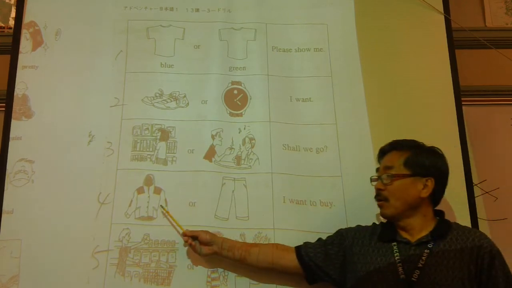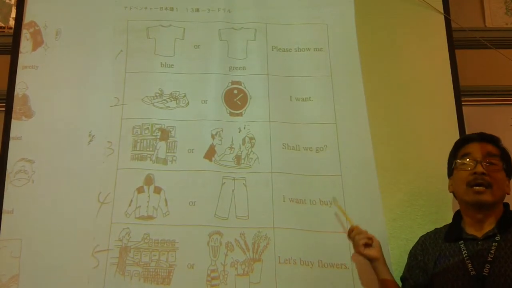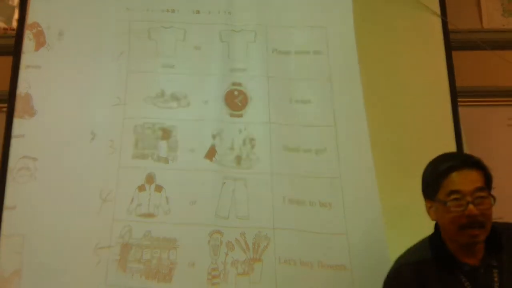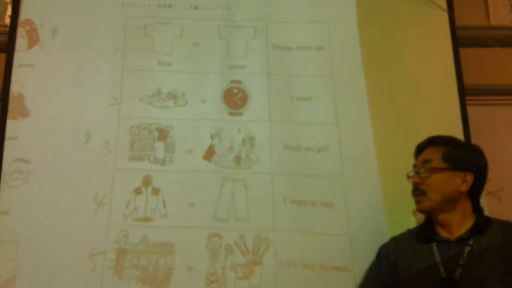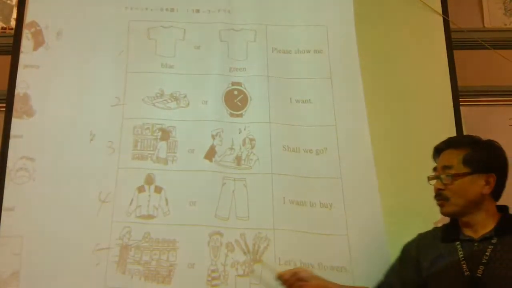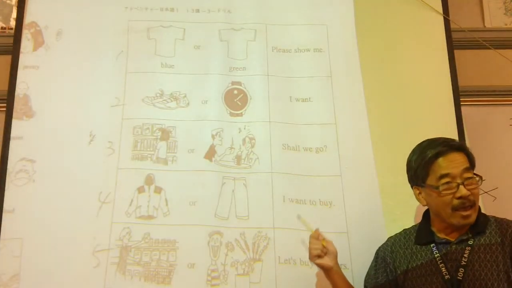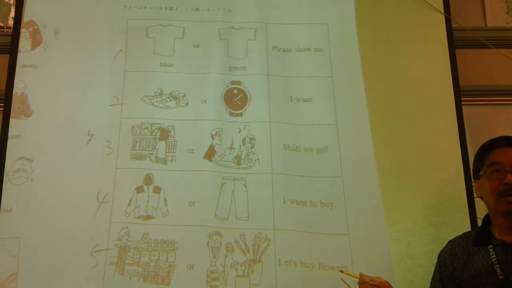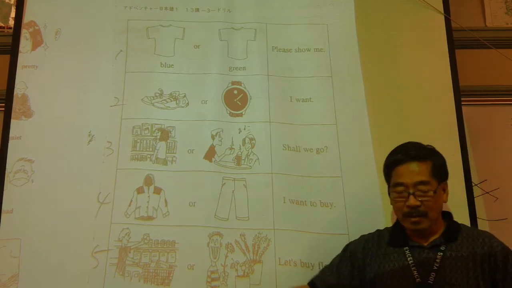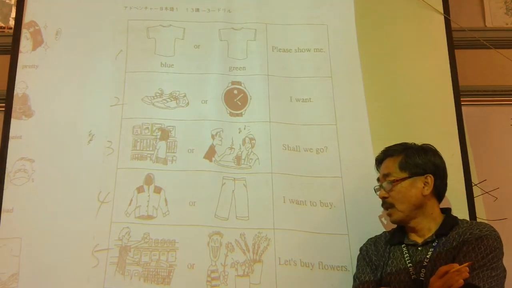ジャケットかパンツが買いたいです。So the particle, this is が or を, either one. 靴か時計が欲しいです。ジャケットかパンツを買いたいです。Both are okay. Last one: スーパーか花屋で花を買いましょう。All right. One more time.